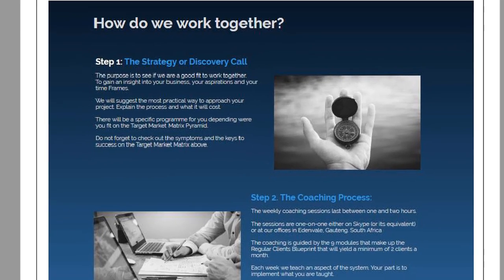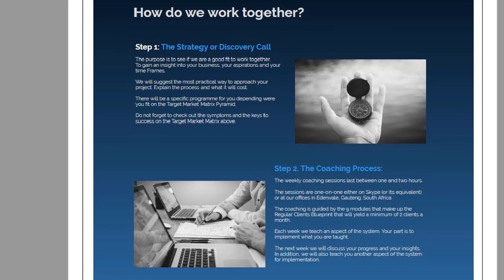Because I'm in the situation where I need to speak to you, what I've got to do is first take you through that intermediate step. So in this case, I've got to tell you what it is that we have to do to work together. And you can see that for me, it's a two-step process. I need to get you on that strategy call or the discovery call, and there's a whole reason why I need to do that. And then step two is I then talk about the coaching process.